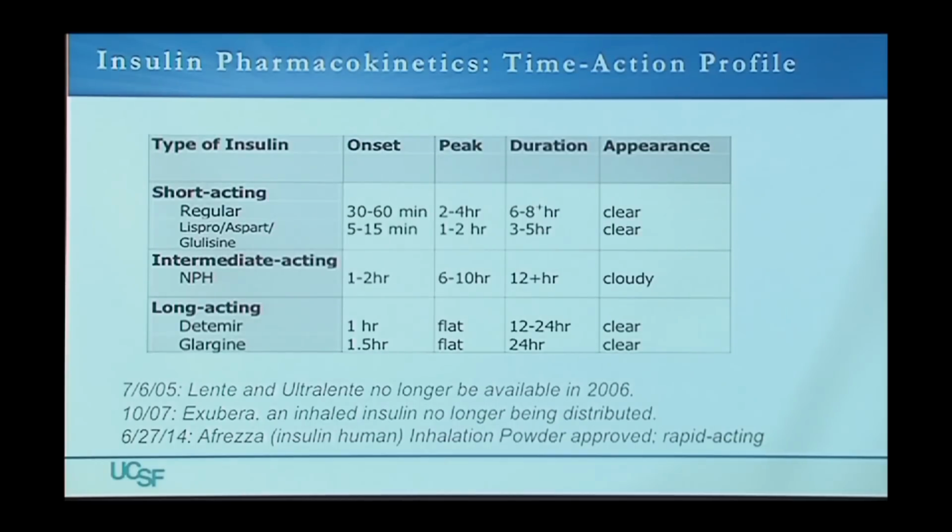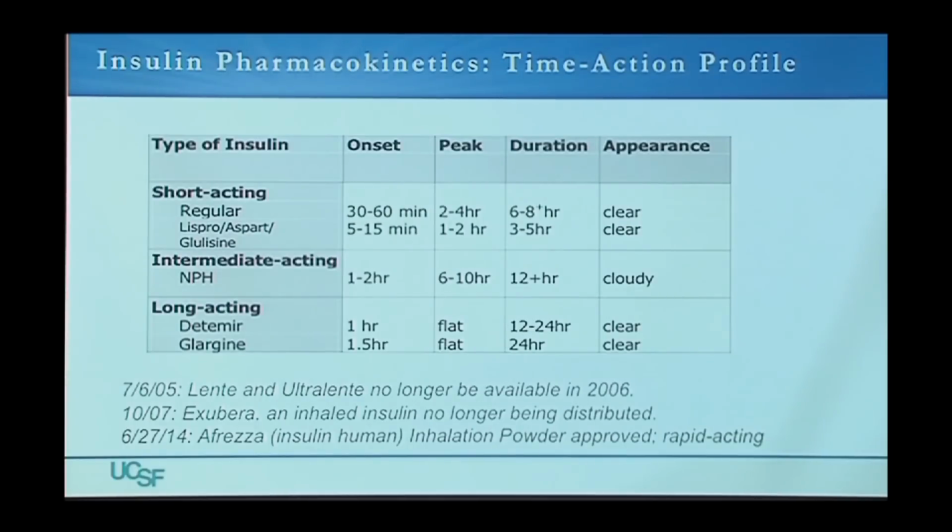This is a table that looks at what we call the time action profile of insulin. I'm going to show you a graph of this in just a moment. With all medications, we look at when they start to work, their onset, and when they will be at their greatest effect, the peak. For insulin, that's when it's at its highest level in the body. How long will the medication work? For insulin, after I inject, how long will that dose continue to have an effect on my sugar?